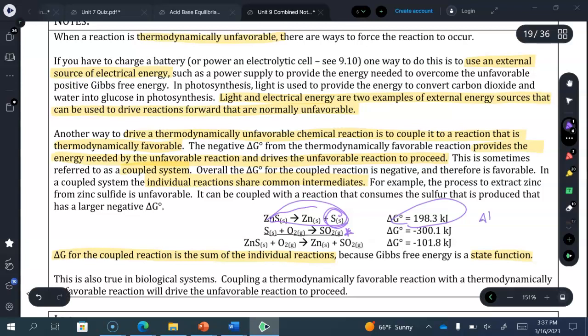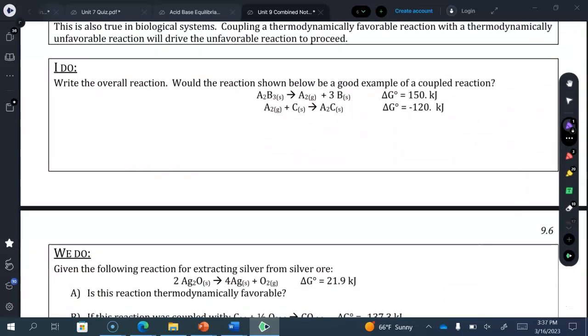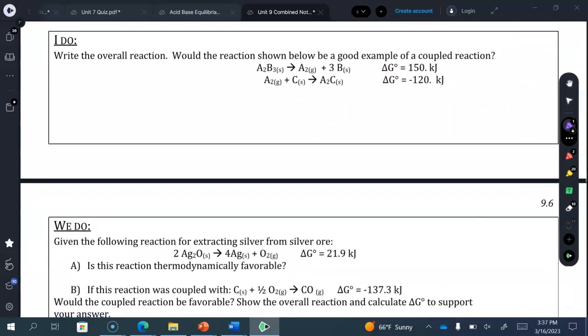So remember we talked about how we could do this for delta H's. Because they are state functions, we can do this with delta G and delta S as well. This is also true in biological systems. Coupling a thermodynamically favorable process or reaction with one that is unfavorable will drive the unfavorable reaction to proceed. So in this I do, we are going to write the overall reaction and then determine if that reaction would be a good example of a coupled reaction.